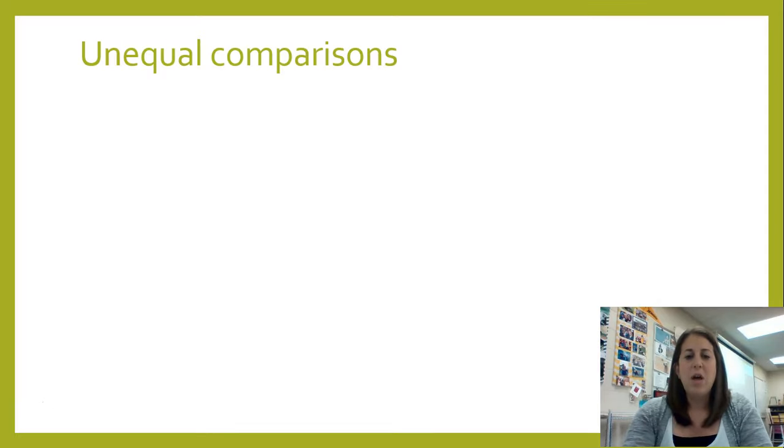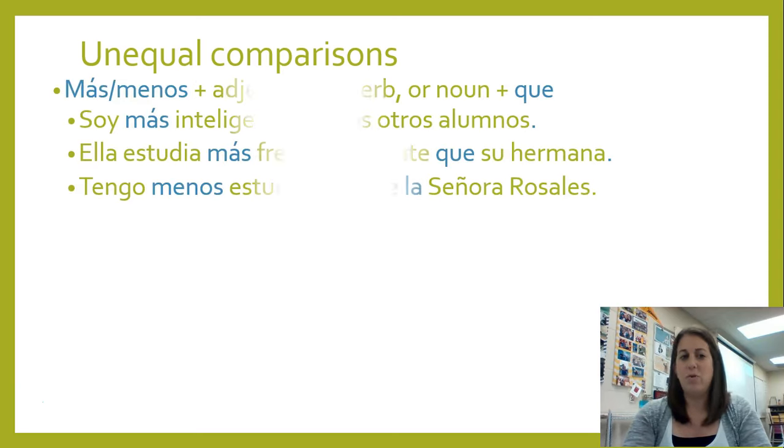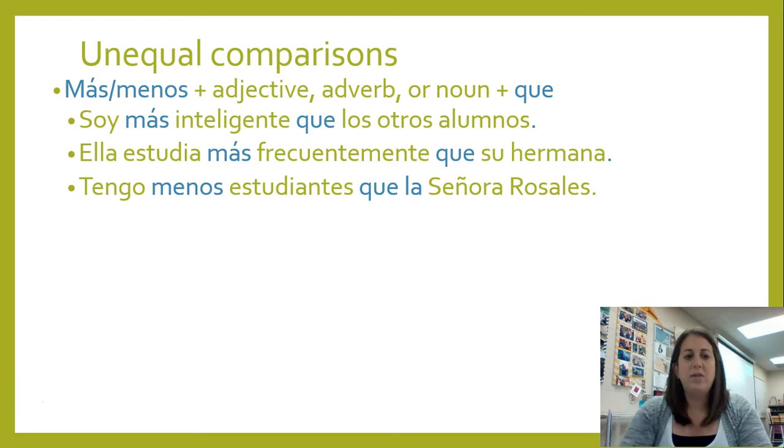So when we've got unequal comparisons, or we're making comparisons of things that are not equal, we've got our más or menos que. So, más obviously means more, menos is less. And then you can include either an adjective or an adverb or a noun. So I want you to make sure that you take a moment and think about what those pieces of grammar are. What's an adjective, what's an adverb, and what's a noun. And I'll give you an example of all three of those.